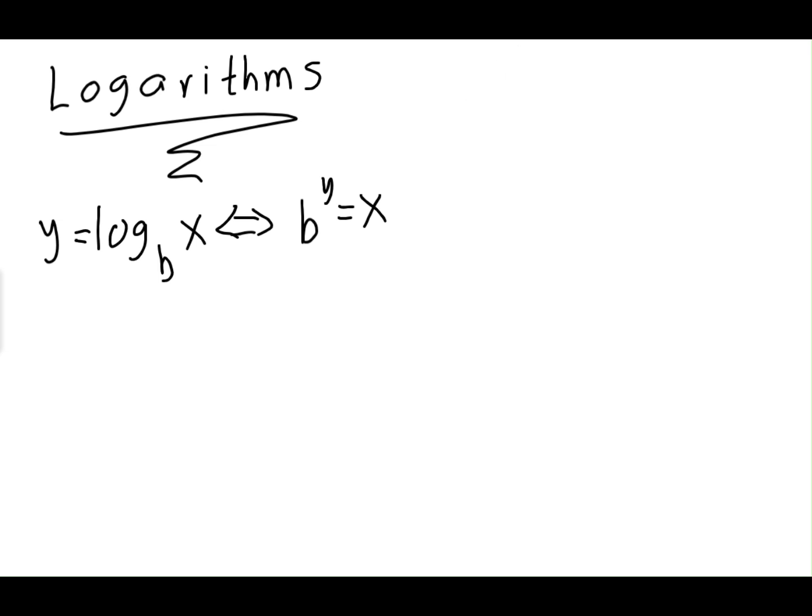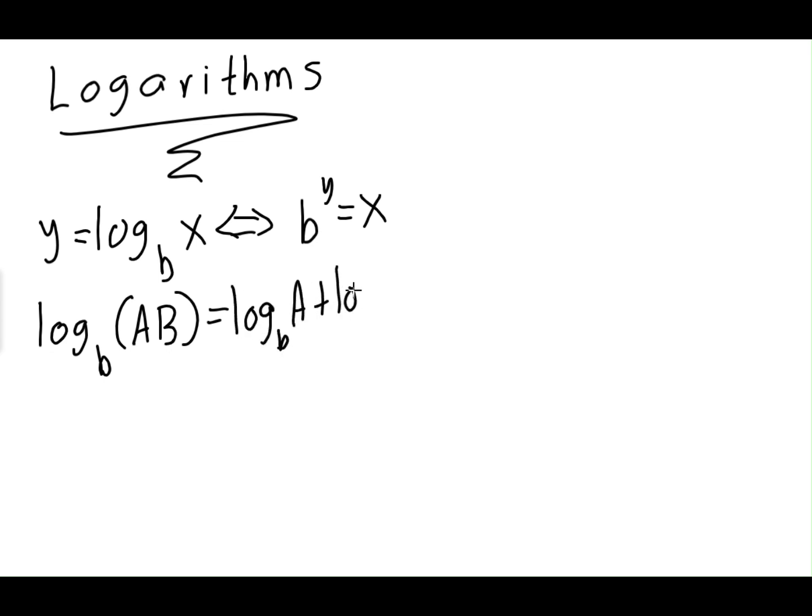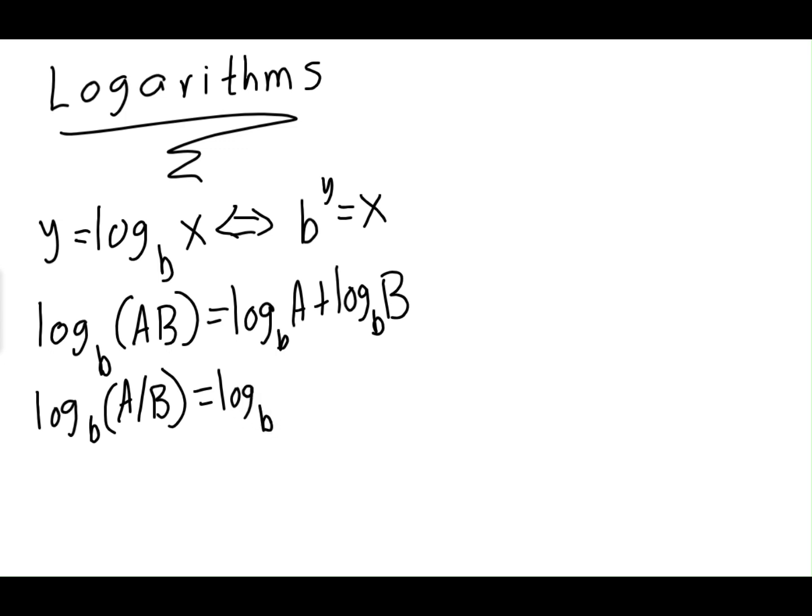So let's take a look at an example here. Or actually, sorry, before we do that, let's throw in some more rules that we can use. So if I have the log base b of a times b, we can break that up through addition to be the log base b of a plus the log base b of b. And if you have the log base b of a divided by b, then they're going to be subtraction. So it's log base b of a minus log base b of b.